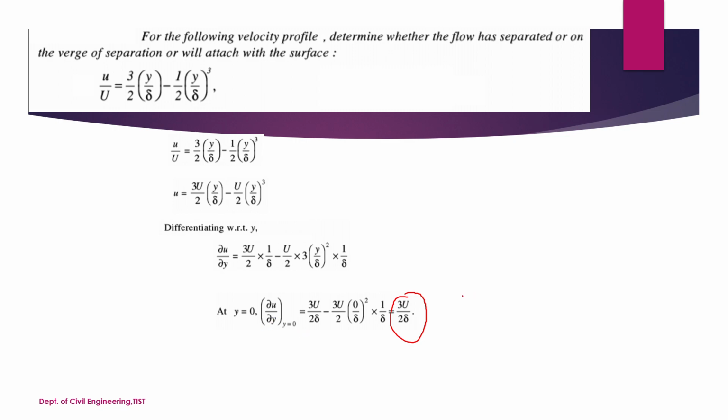Is the value positive? Yes, the value is positive. That means the flow will not separate and it will remain attached to the surface. So based on the conditions mentioned in the previous slide, you can say whether it is separated, or at the verge of separation, or will attach to the surface. Okay, so this is type 5.